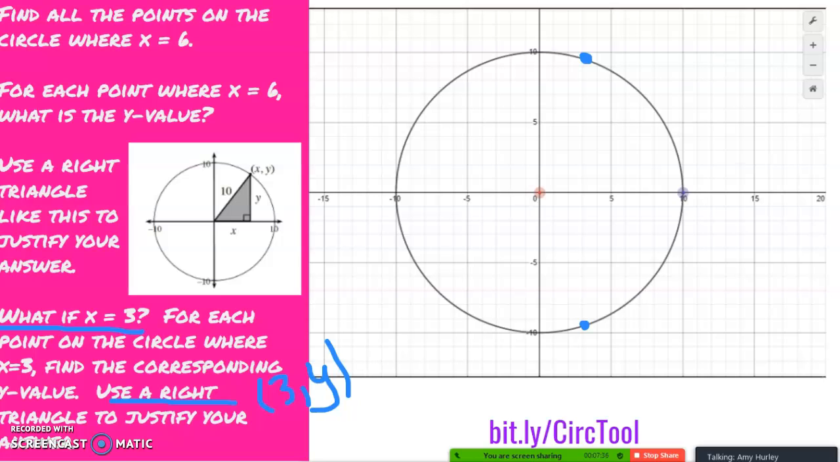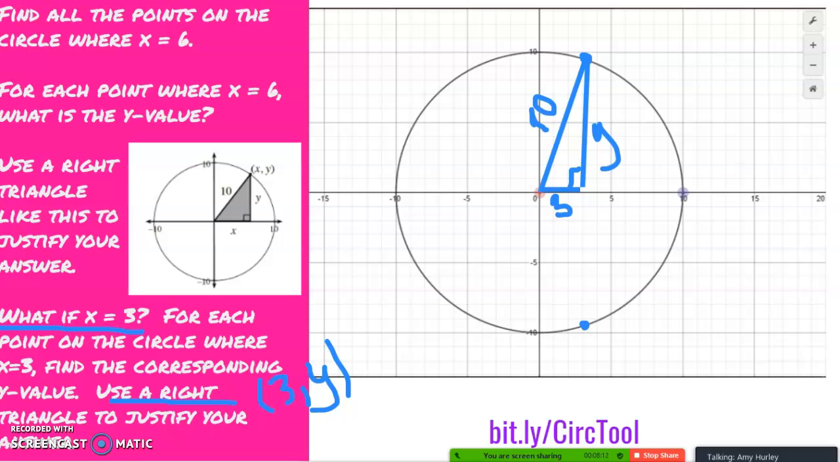Okay, so if we're going to make our right triangle again, here's our hypotenuse. We know that's 10. All right, that's probably about the best right triangle I can manage on an iPad. We know this is 10 long. We know this is 3 long. We're trying to find the y.